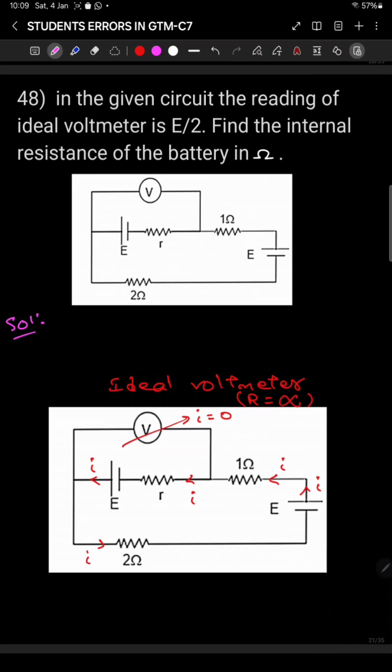Let's go to the next question. This question belongs to current electricity. Here a circuit is given like this. An ideal voltmeter reading is given as E by 2. Now remember carefully, ideal voltmeter means the resistance of the voltmeter is infinity. That means through this voltmeter no current flows. That means from this battery current will always be passing like this. There will be no current passing through this voltmeter.